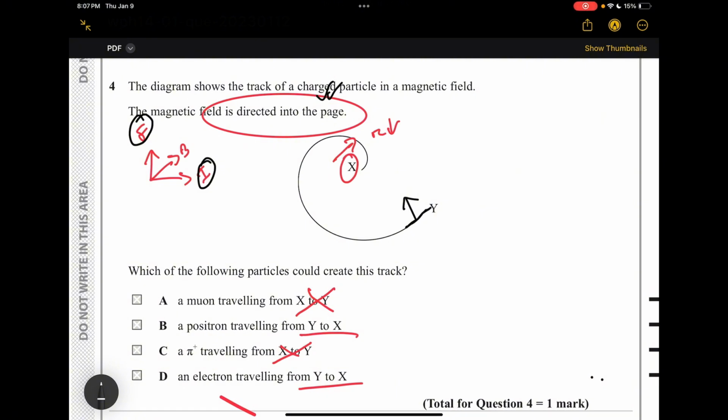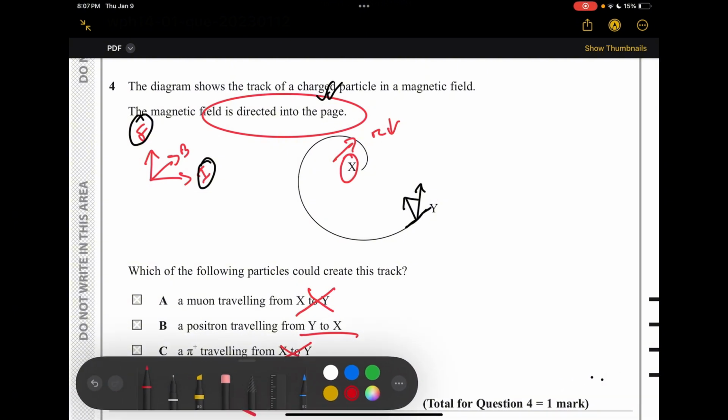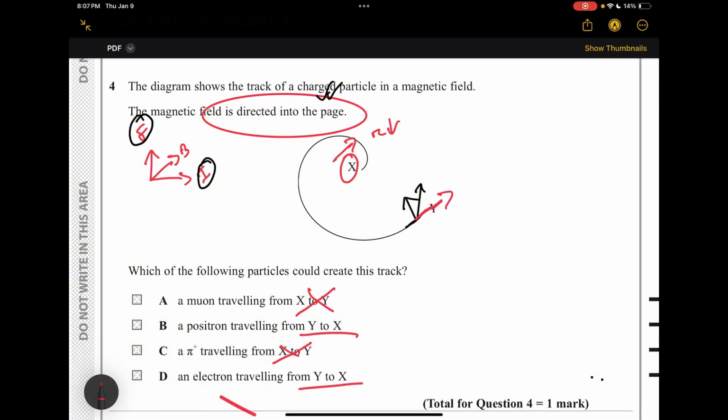As the force is in this direction, the magnetic field is into the paper. If you use Fleming's left hand rule, you will figure out that the current will be in this direction. If the force is upward and the magnetic field is directed into the page, you can see the current is in the right direction, but the particle is moving from Y to X, so it is moving in the opposite direction to the current's direction.